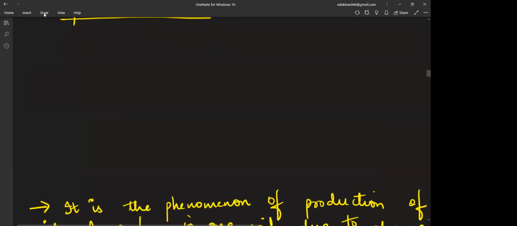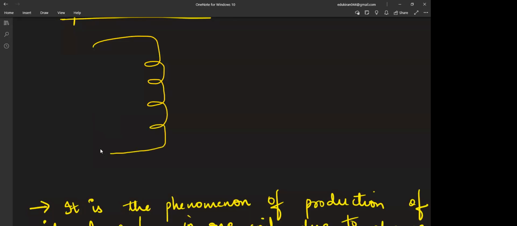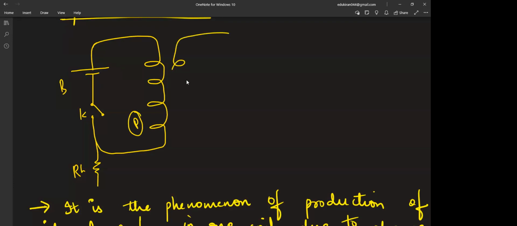I'll tell you. Suppose this is a coil. This concept is used in alternating current as transformers also, so we'll be doing this again there. So battery is connected. Key is placed. You can place a rheostat also, that will also work. Battery, key, rheostat. And this is our primary coil. Then we have a secondary coil, and we have just placed a galvanometer.